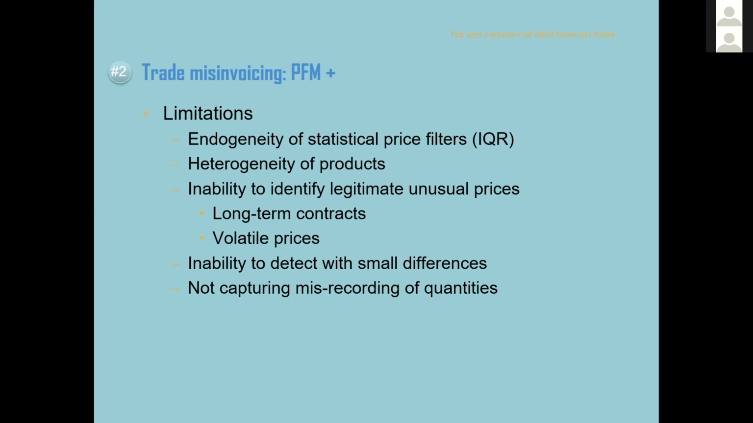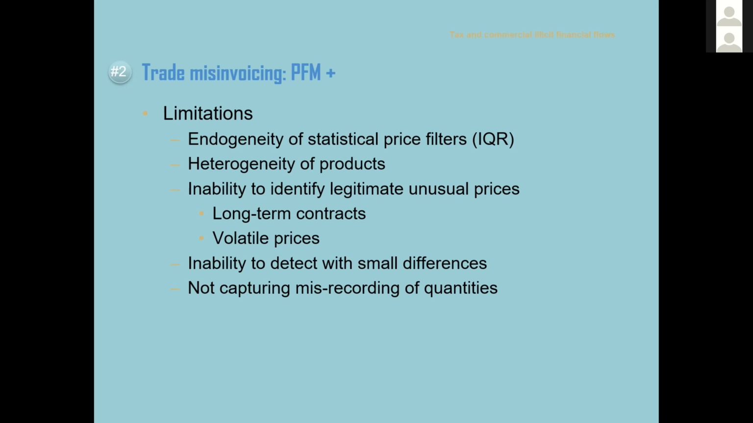And moving along, the price filter method is also unable to identify cases when legitimate unusual prices do happen. There are two major groups of cases. One is long-term contracts. When we have a long-term contract, this would usually mean that the prices negotiated could be lower than what the actual market prices would be. So in those cases, those prices may be picked up as unusual, abnormal prices, but they should not have been because we have a long-term contract behind it.